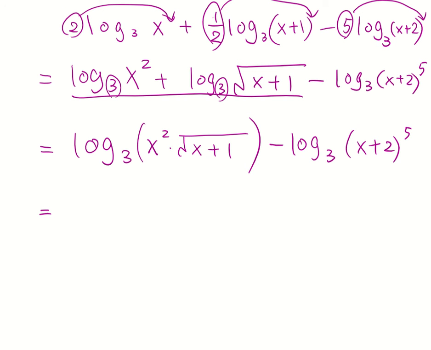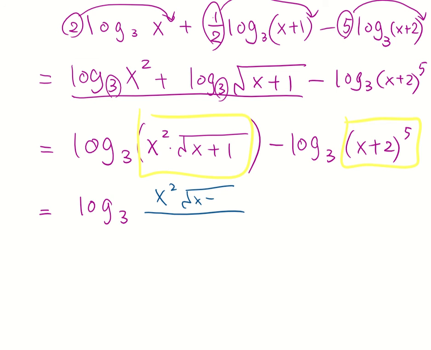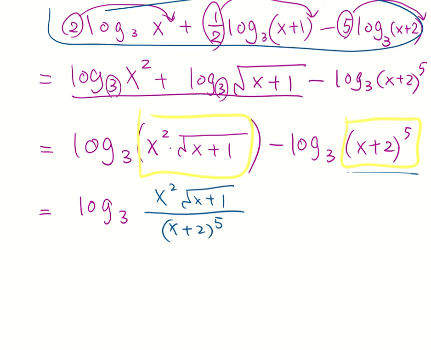And we can use the quotient rule to rewrite this expression as log with base 3 of, and the two argument parts will become the quotient, right? So you will have something divided by something, and the first argument will go on top, x squared times square root of x plus 1, and the second argument will go at the bottom, x plus 2 to the 5th. And now we have written the original expression as a single log using properties of logarithms.